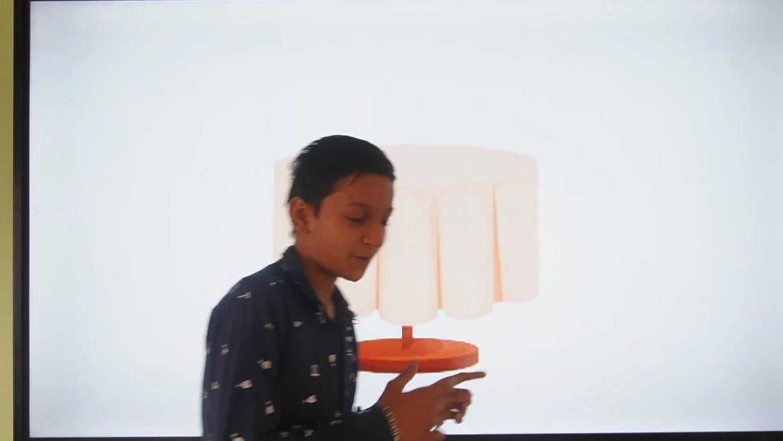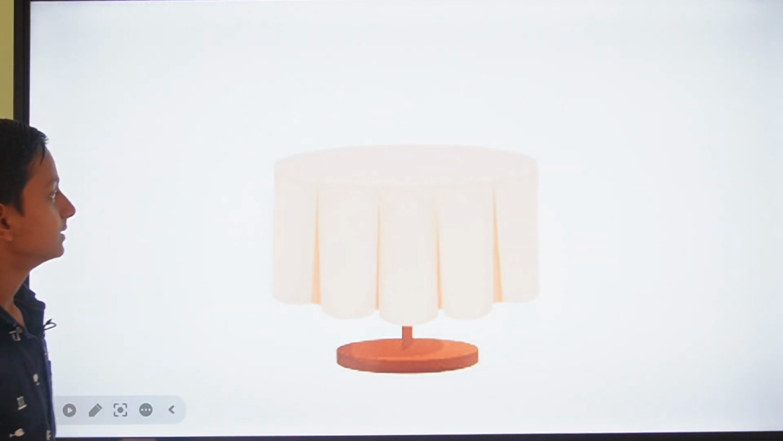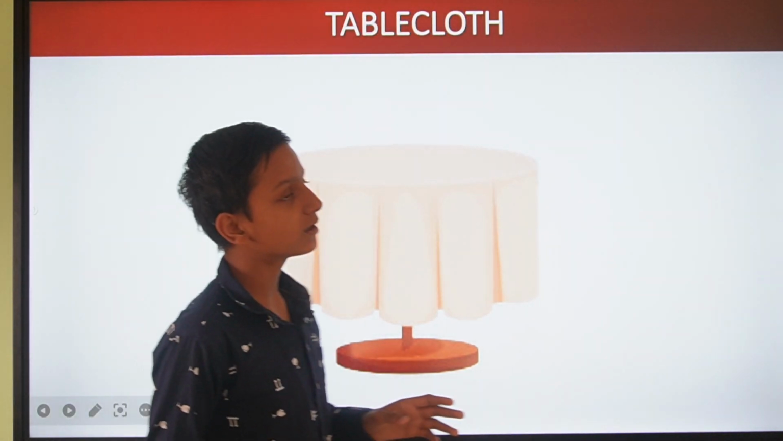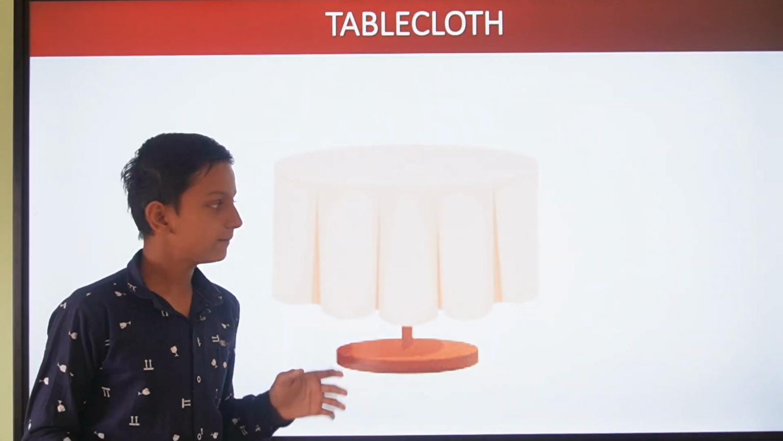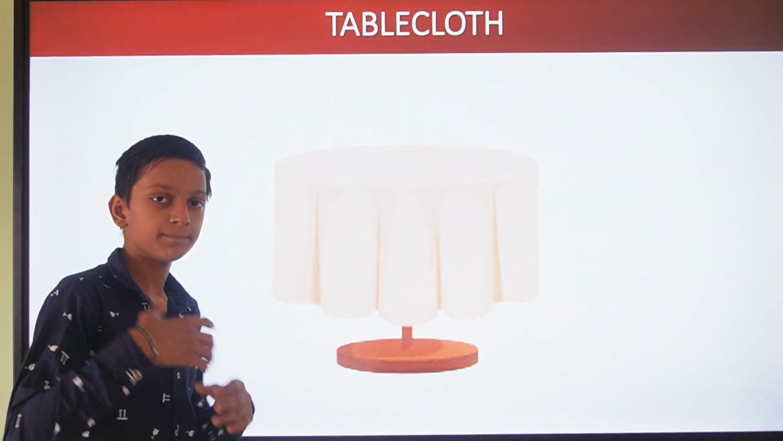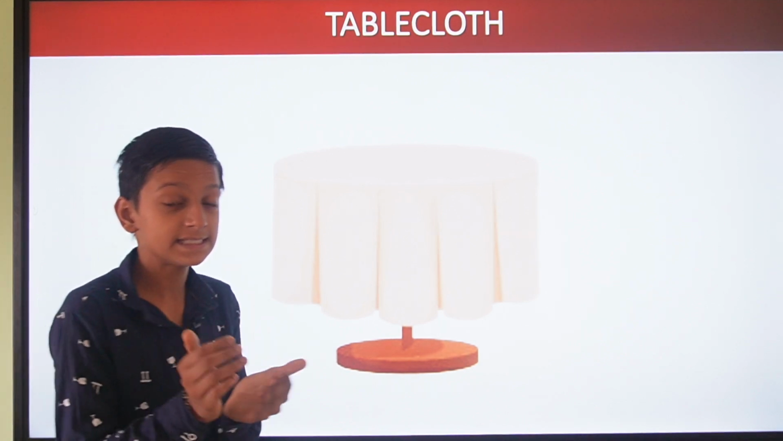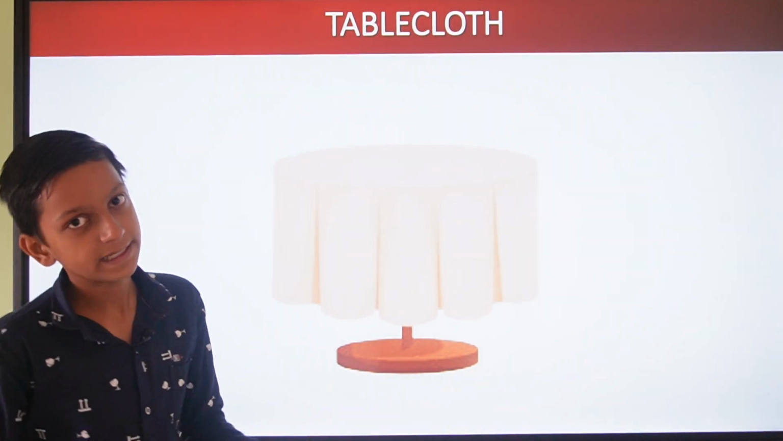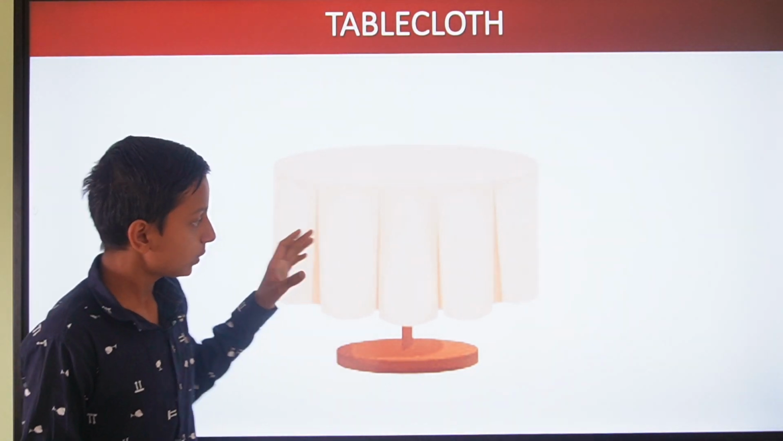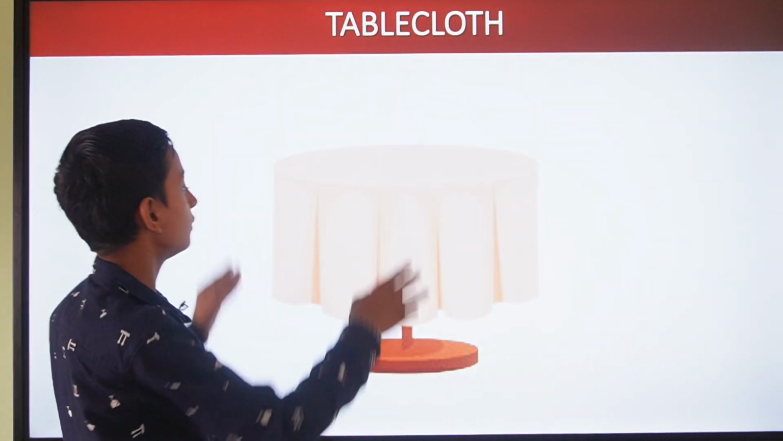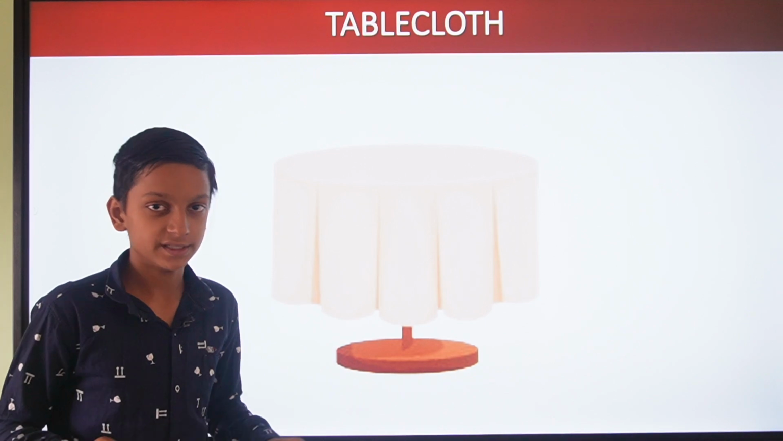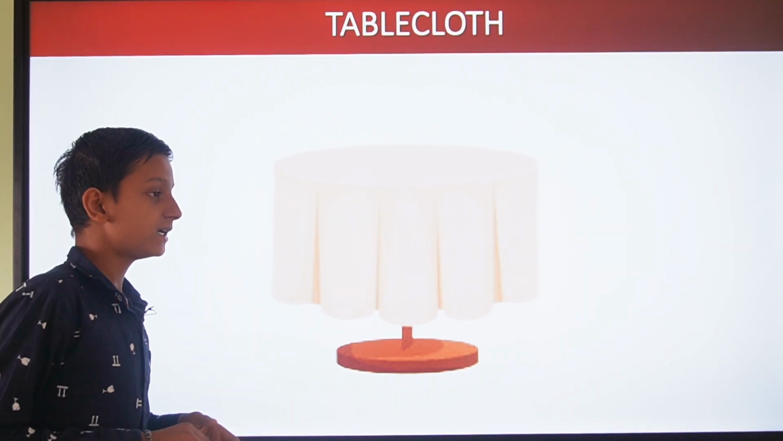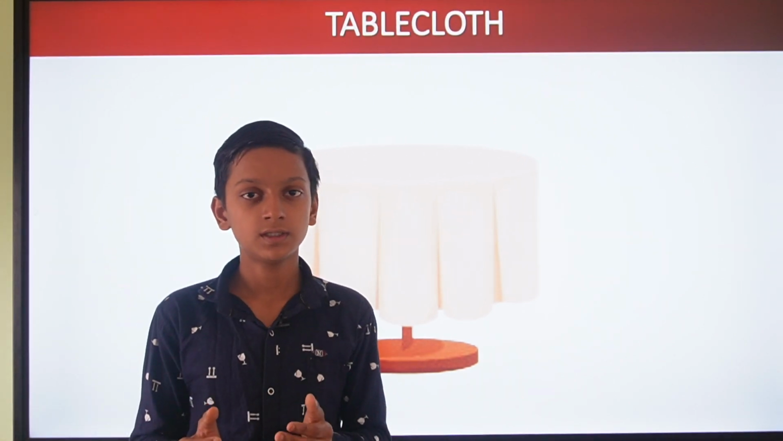Okay, time's up. Now let me tell you what this is called. This is called a tablecloth. Tablecloth. Now what is a tablecloth? A tablecloth is what we place on the table, because the table gets dirty. Okay, so in parties we keep a tablecloth that will protect the table from getting dirty. Okay, so that's why we use the tablecloth.